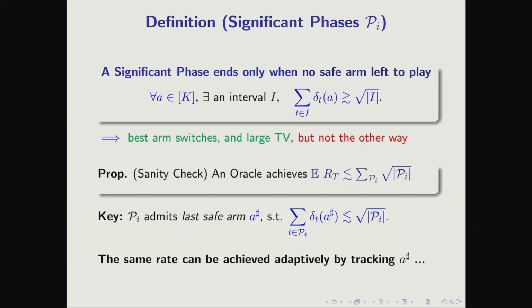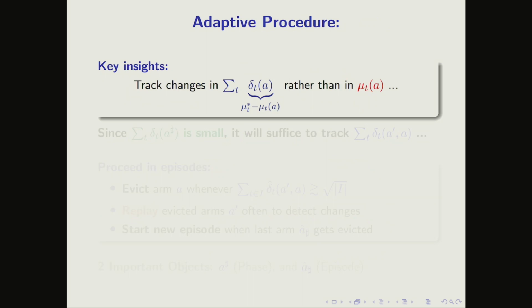In fact, hopefully you see that the definition itself allows that there is no stationary phase. I hope that's clear. We can have the distributions changing all the time as long as it's not a significant change. Okay? So the notion of a mean reward changing is not well defined.